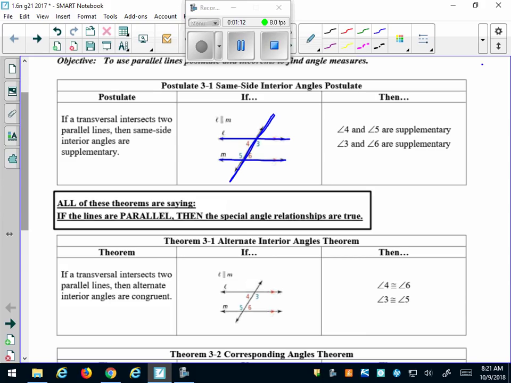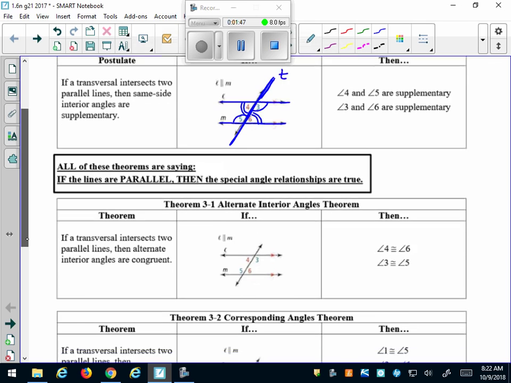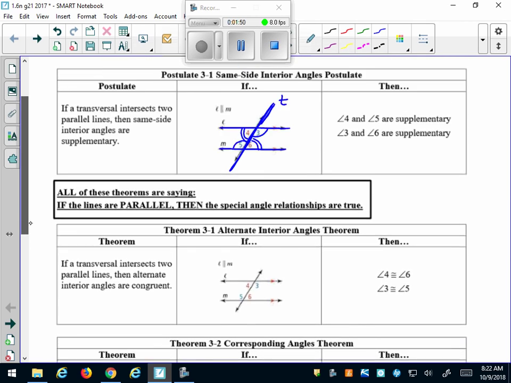In this case, same side refers to the transversal: two angles that are on the same side of the transversal, but are between the two parallel lines. So we have 3 and 6 as same side interior angles, and they're going to be supplementary, meaning they add up to 180 degrees. On the other side of the transversal, we have another pair, 4 and 5. Those are another pair of same side interior angles, and they are supplementary as well. Okay, so that's a postulate.